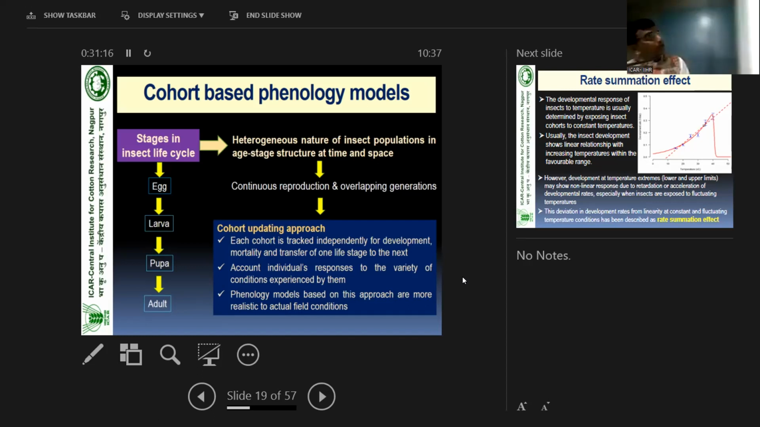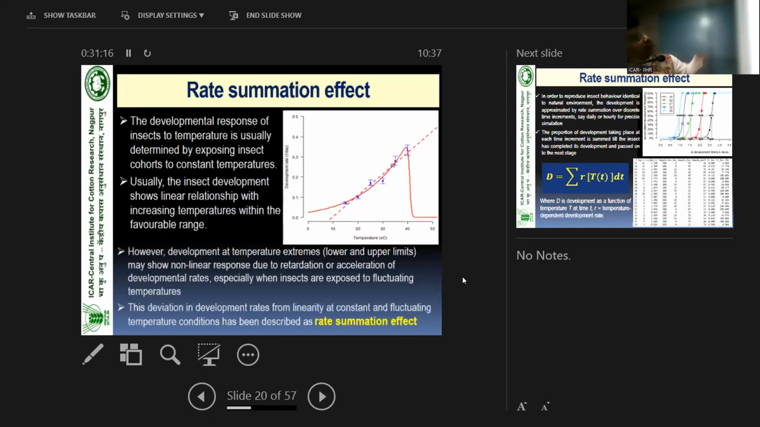Now rate summation. My title says cohort updating and rate summation effect. What exactly is rate summation? The developmental response of insects to temperature is usually determined by exposing insect cohorts to constant temperature, isn't it? Then usually insect development shows a linear relationship with increasing temperature within the favorable range. Look at the graph on the right side. Within the favorable range, just see that dotted line, which is the linear response, and the other curve is the non-linear model.